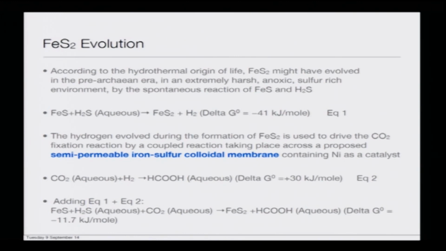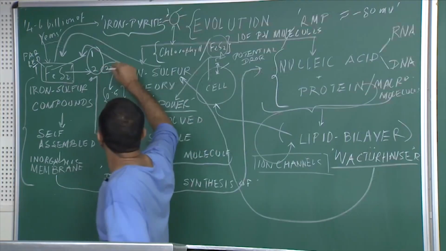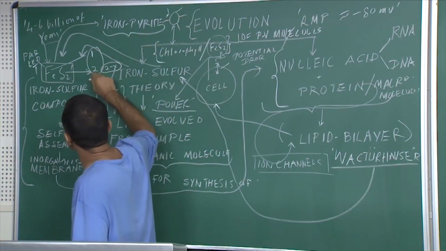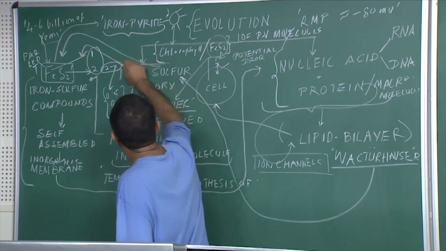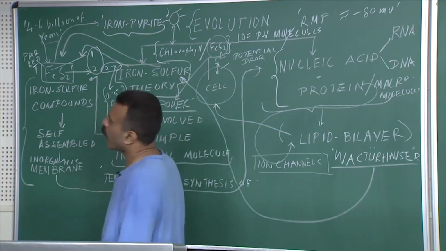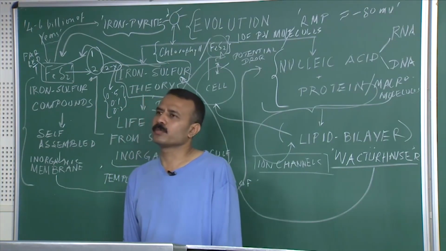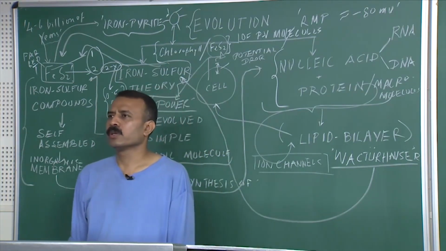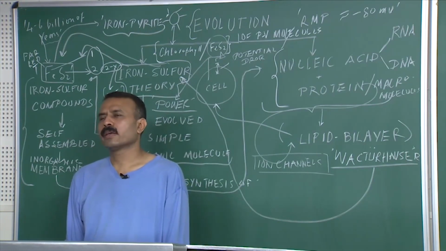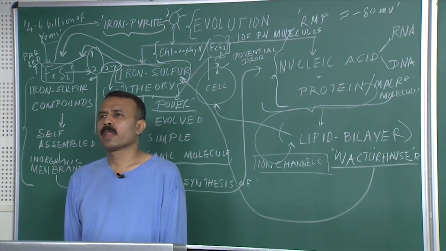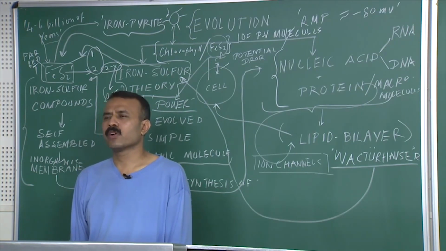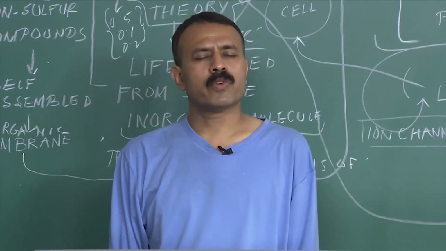FeS2 might have evolved in the pre-Archean era in an extremely harsh anoxic sulfur rich environment by spontaneous reaction of FeS and H2S. Having said this, let me tell you, this is the condition when possibly this whole iron sulfur world was evolving. This is the world where there was no oxygen. There was absolutely no oxygen. There was no way that there could be any UV protection. So, the atmosphere was getting formed and the temperature was very high.